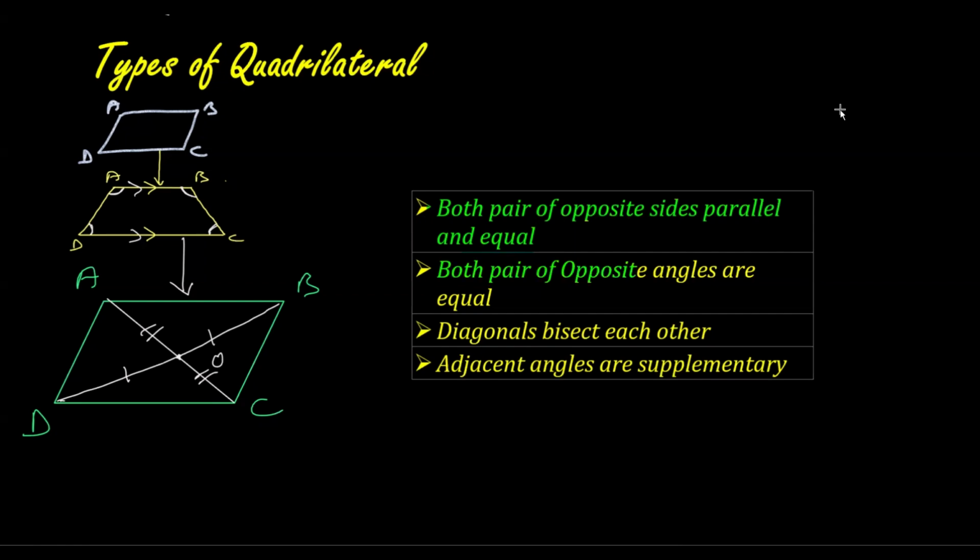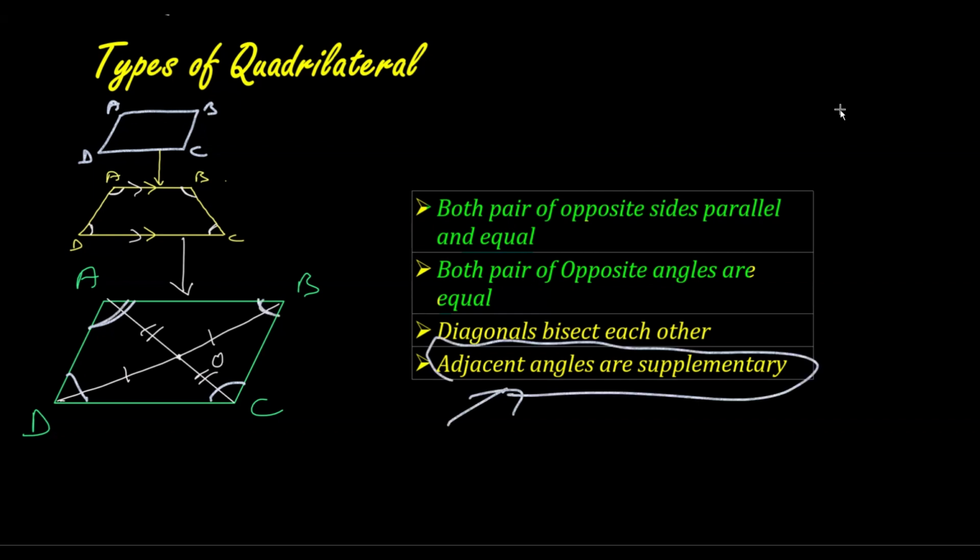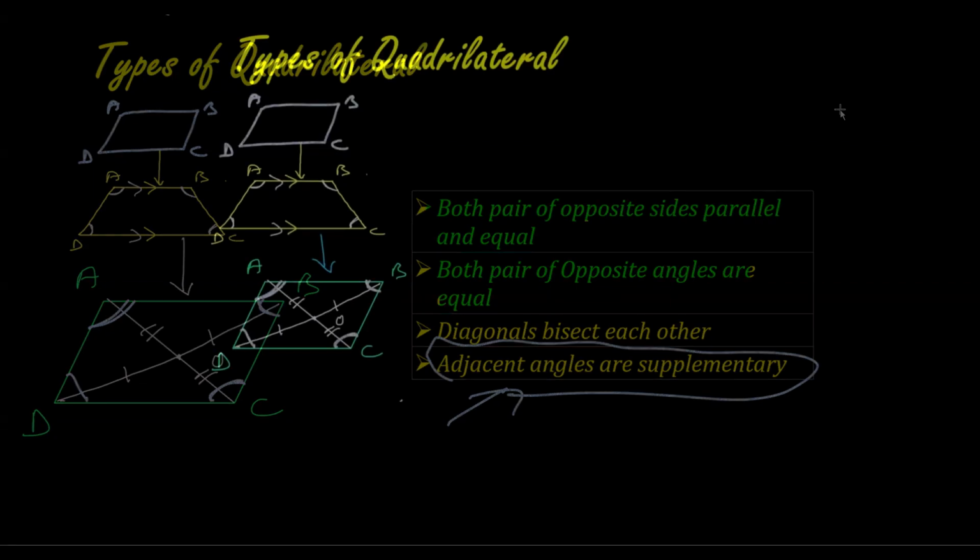And both pairs of opposite angles are equal. That is angle A is equal to angle C and angle D is equal to angle B. The third one is that diagonals bisect each other. That is AC and BD will bisect each other. In short, we can say that AO is equal to OC and OB is equal to OD. And lastly, adjacent angles are supplementary. That is angle A plus angle B is 180 and angle B plus angle C is 180.